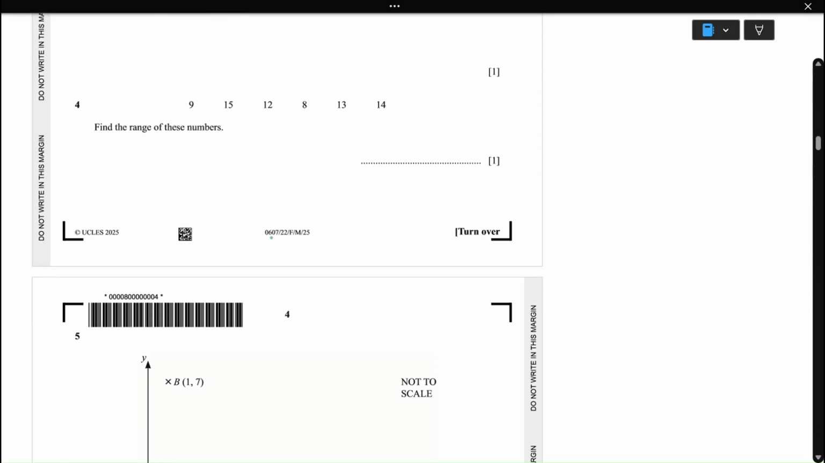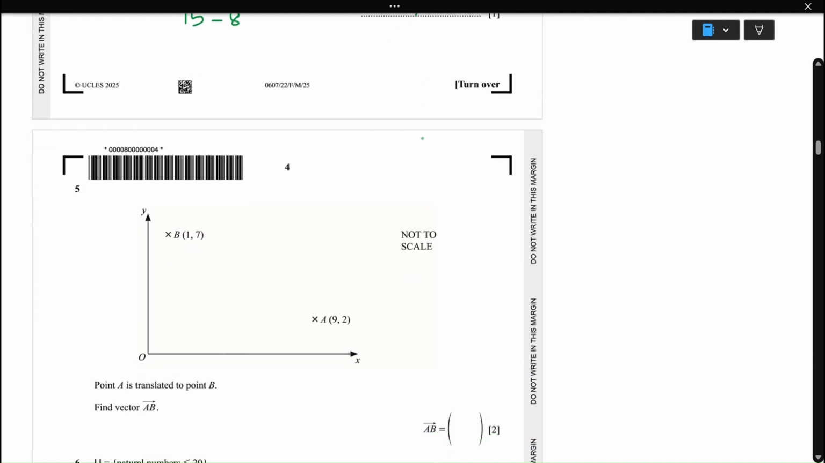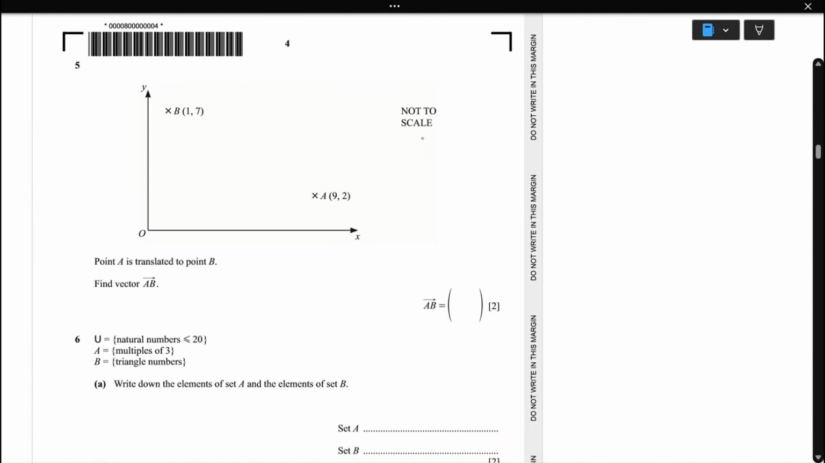Question 4: 9, 15, 12, 8, 13 and 14 is given. Find the range of these numbers. Range is the highest data minus the lowest data. The highest data in this data set is 15. So 15, the lowest data is going to be 8, 15 minus 8 is 7, which is the answer. So the range is 7.